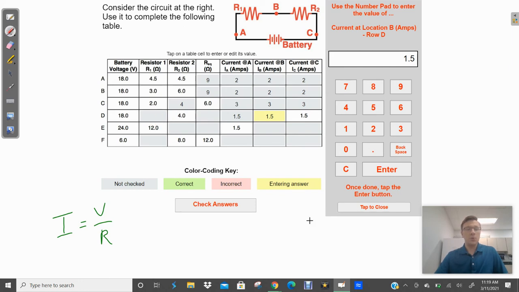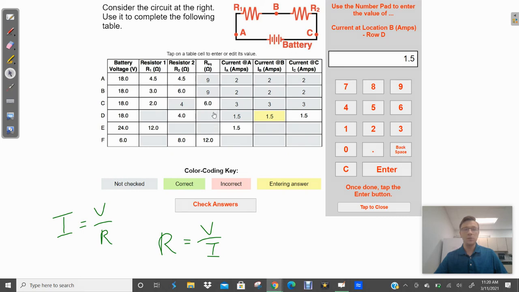So if I'm writing out another equation here, the other version of this, resistance is equal to voltage divided by current. So if we take the battery voltage of 18 and we divide it by the current of 1.5, we'll get 12 total ohms of resistance here.